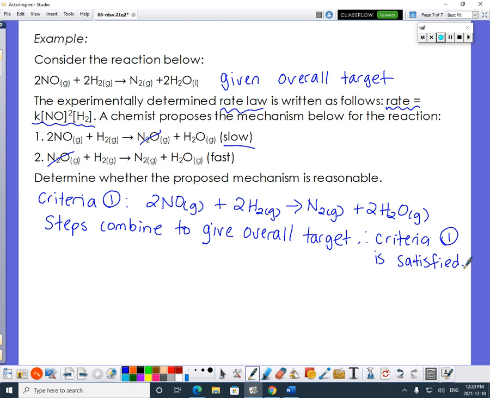If you don't like the wording in my sentence, you don't need to copy it verbatim, okay? Give some sort of reason. The steps combine to give the overall target, therefore the first criteria is satisfied, something.